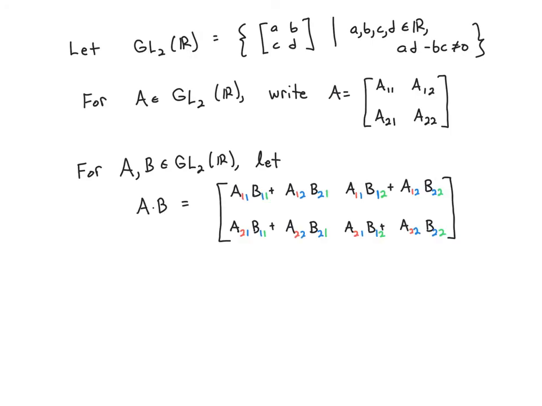Now, to make some of the notation easier for a lot of the proofs, for a matrix A, we're going to write it in this form: A sub 1,1, A sub 1,2, A sub 2,1, A sub 2,2. You might remember this from linear algebra. A sub ij is the entry in the ith row and jth column. This is just part of that notation, just in the special case of 2 by 2 matrices.